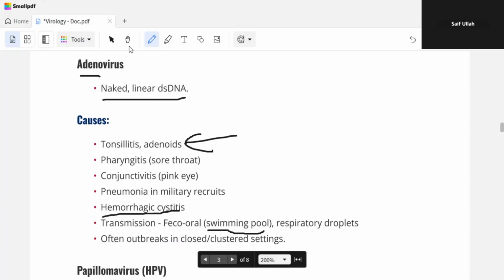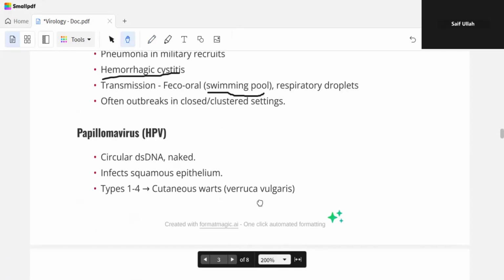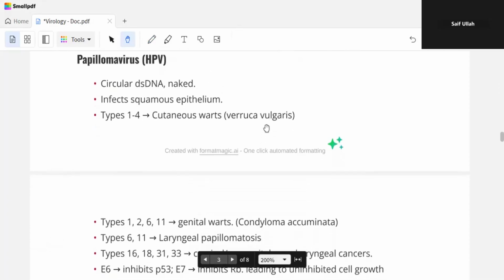Okay, so the next virus we're going to cover is human papillomavirus. It is circular.